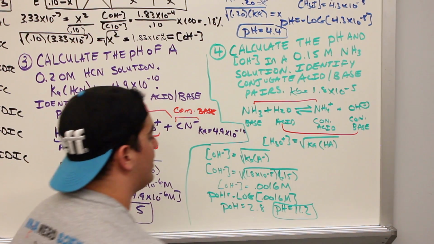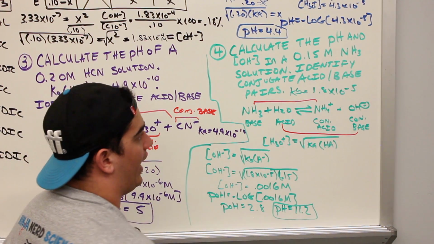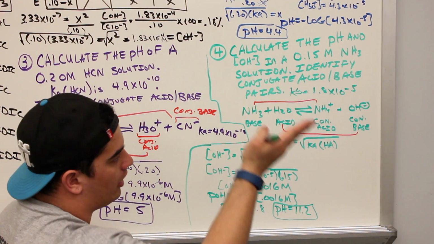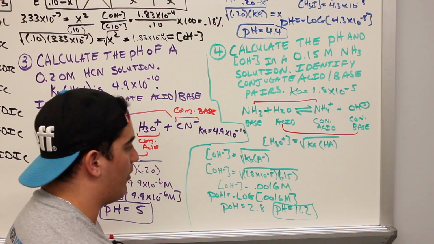And again, that should make sense. Why? Because this is a weak base. So it shouldn't be close to 14. It should be getting a little bit closer to around the 7 line, right?